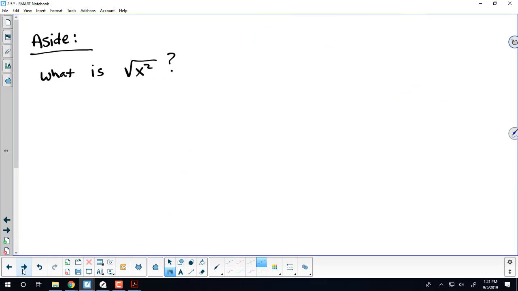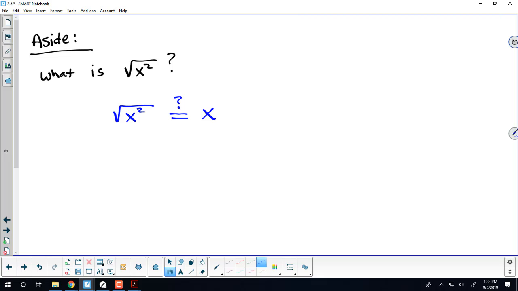So this is sort of an aside, but it does prepare us for certain types of limits, and we'll see an example of that next. So what if you were asked to compute the square root of x squared? We just get x, the square root of x squared. Does that equal x? Plus or minus x, maybe?